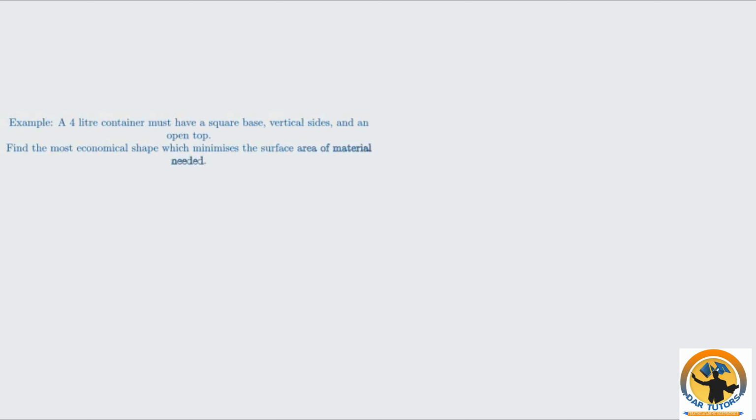Let's look at another example, this time involving surface area. A 4-liter container must have a square base, vertical sides, and an open top. We need to find the most economical shape, which means the one that minimizes the surface area of material needed. Step 1. Diagram. Let the side length of the square base be x and the height be y.